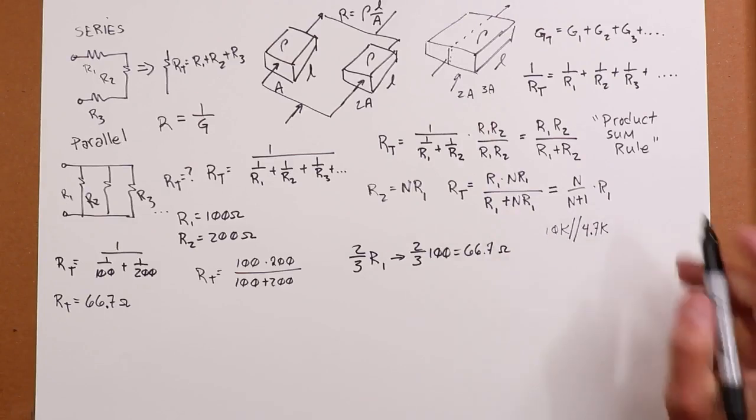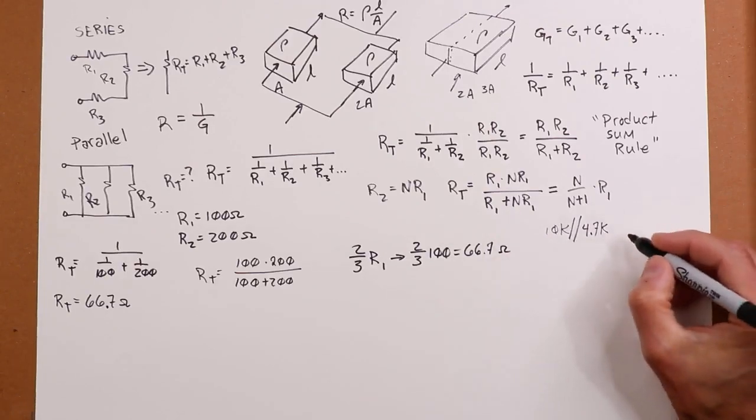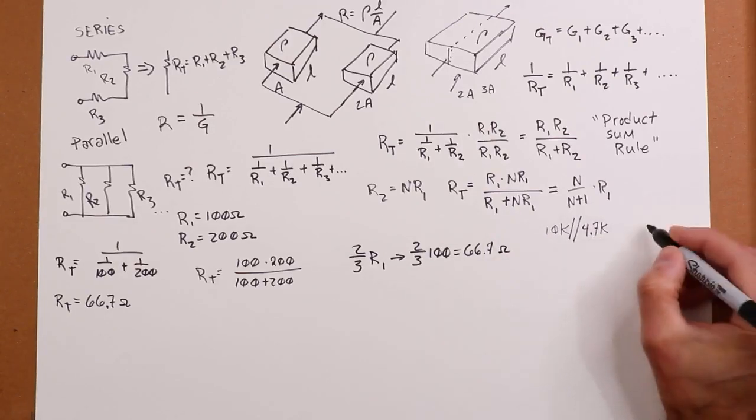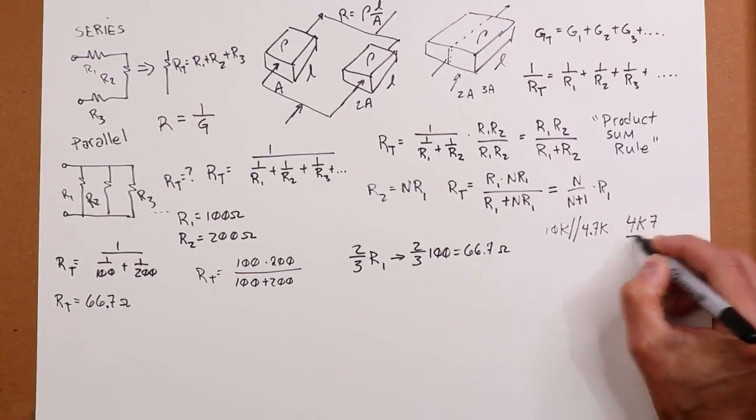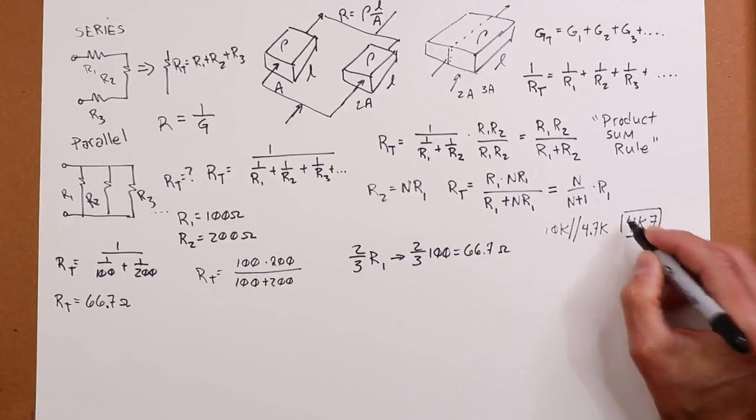Hey, little side note. Sometimes you will find a value like 4.7K listed as 4K7. It's bonus information.